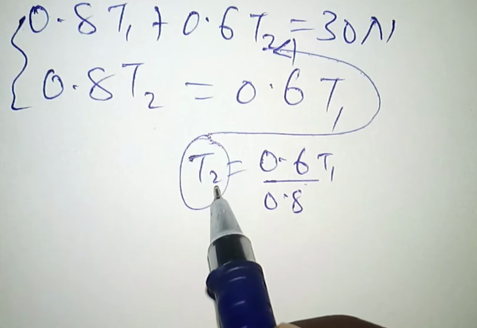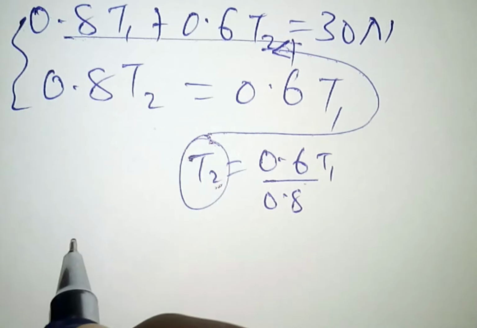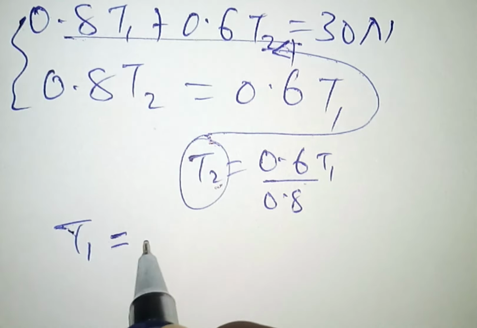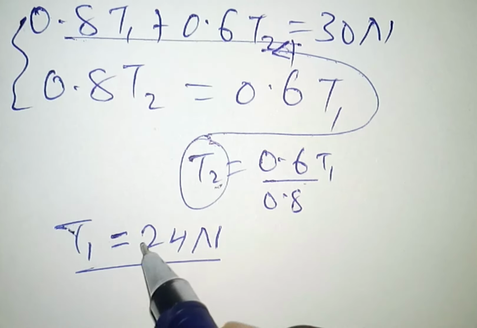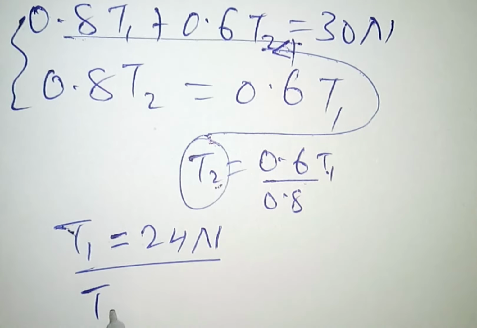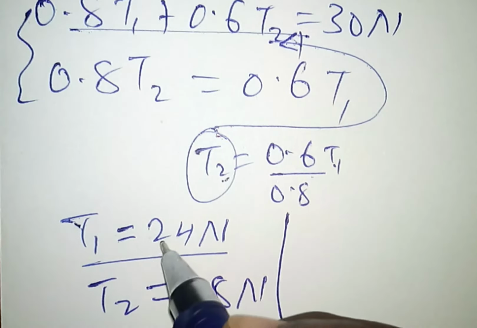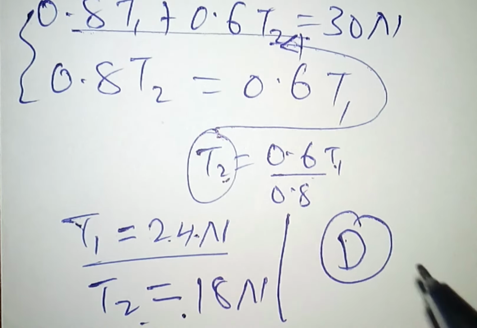Then by substituting the value of T2 into the first equation and solving for T1, directly we get that T1 is equal to 24 Newton, and from this equation, if we substitute the value of T1 here, we get T2 is equal to 18 Newton. So T1 is 24 Newton and T2 is 18 Newton. The alternative which combines these two values is alternative D.